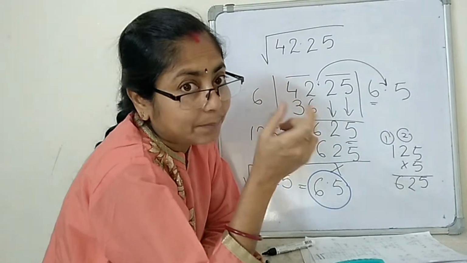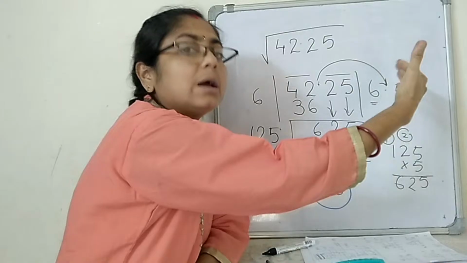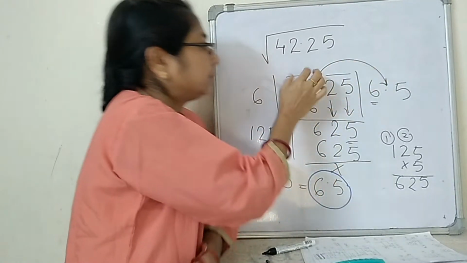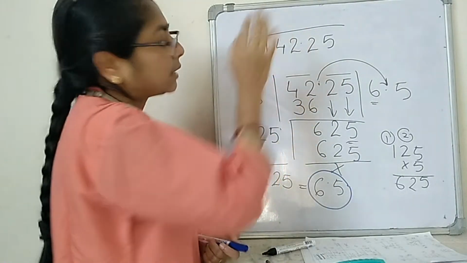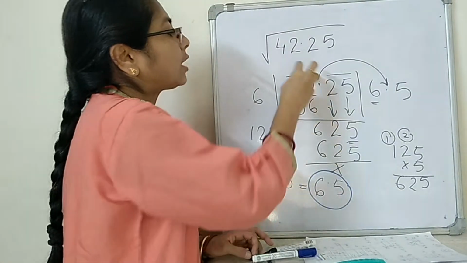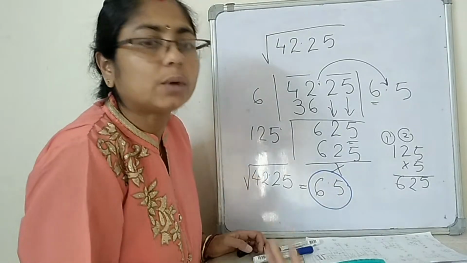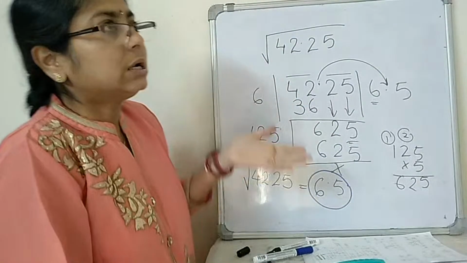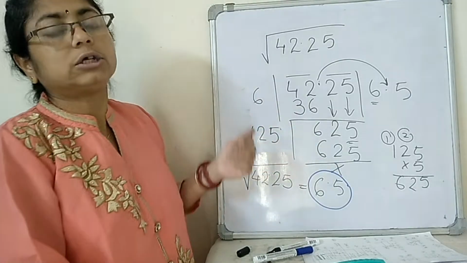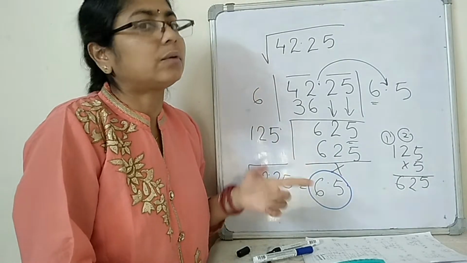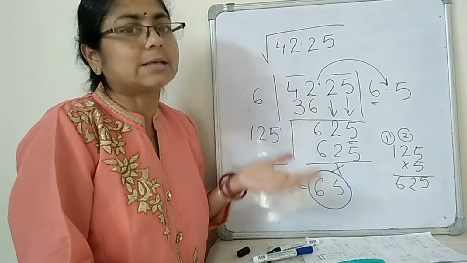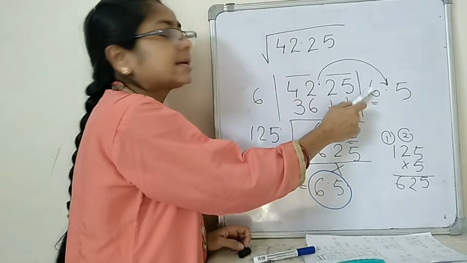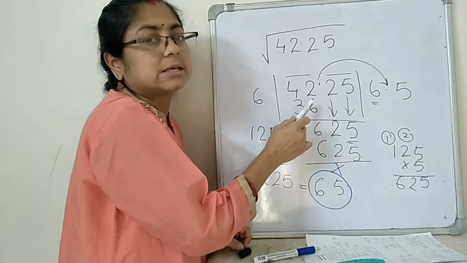How can we make a pair? We take two digits from the right side. We take 2 digits and mark a bar on top. Now I focus on the 42. First I find the nearest square number. The nearest square number of 42 is 36. What is 36? 36 is the square of 6. So I write 6 here, 6 here, and the result is 36 right here.